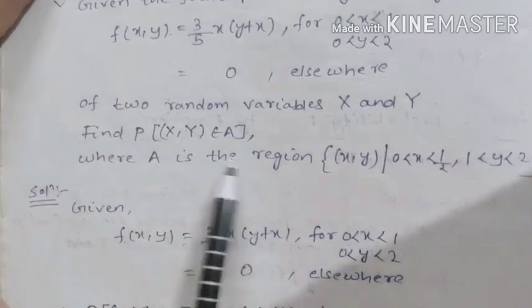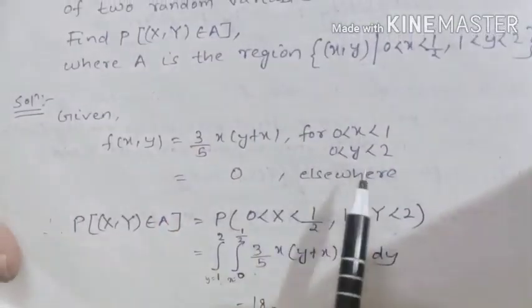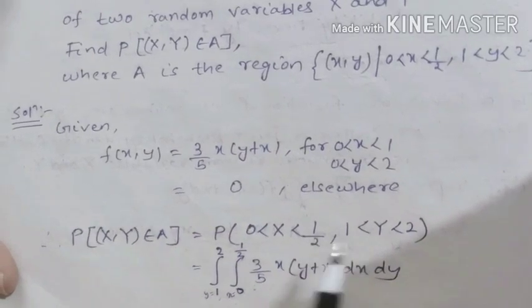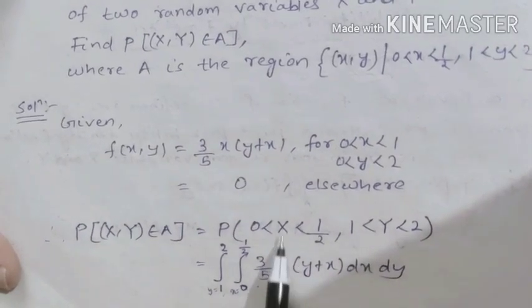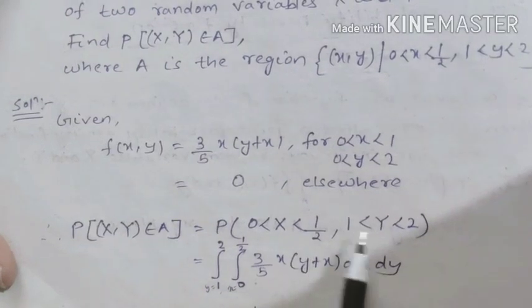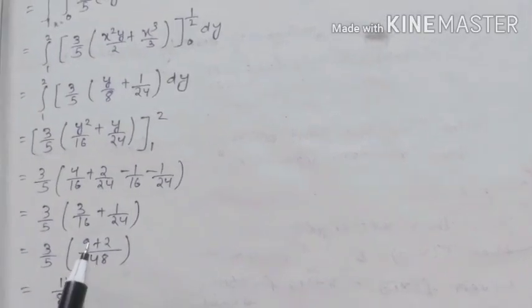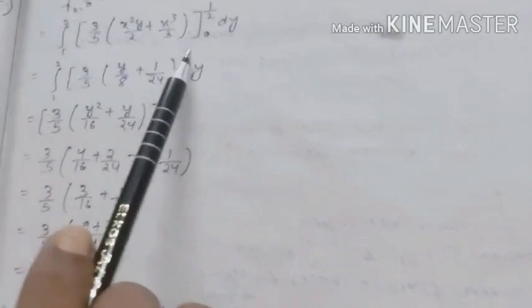Then how can you find the joint probability density function? You have to find the cumulative distribution. How can you find it? Now P of (x, y) belongs to A, that is, P of x lying between 0 and 1 by 2, and y lying between 1 and 2. Then you have to integrate it. It is a very simple integration. Whenever you take the integration with respect to x, then y is constant. After that, you find the last one, 11 by 80.